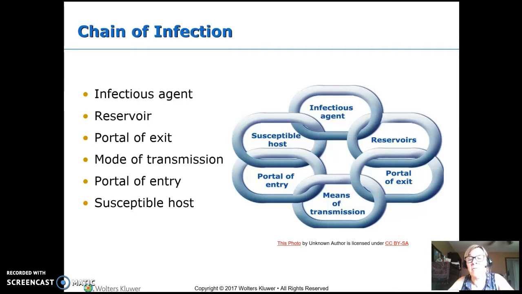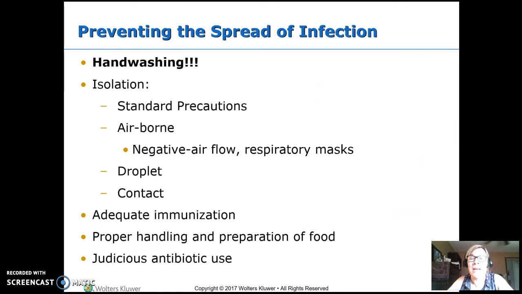On that chain of infection, we cannot stop germs from coming out of kids. They just do, right? Kids cough without covering their mouths. If they need to vomit, it just comes. So we can't stop the portal of exit. What we need to stop is the portal of entry. Don't let it get into you. And how do we do that?